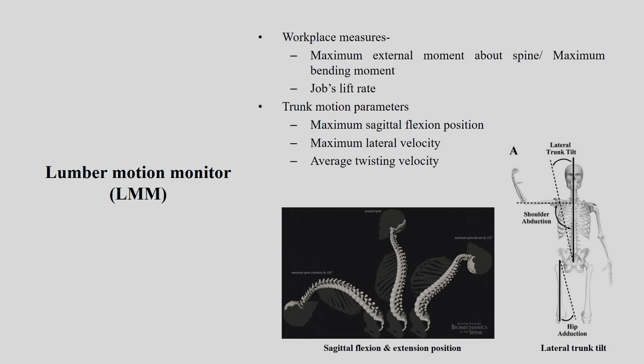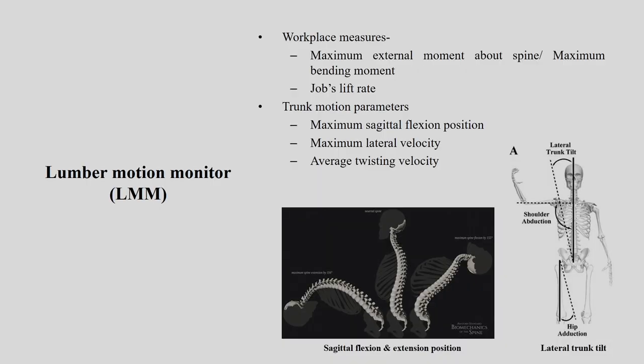So under this workplace measurement, what are you going to get? Maximum external moment about the spine, or maximum bending moment, and the job's lift rate. Under trunk motion, you are going to get maximum sagittal flexion, which I explained earlier, lateral velocity and twisting velocity. So what twisting is happening, what lateral bending is happening, what flexion is happening. So this movement and this movement of your lumbar region. These are the things you are going to get for the trunk motion.